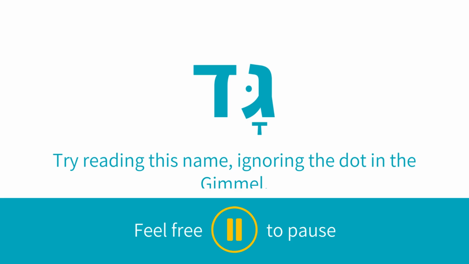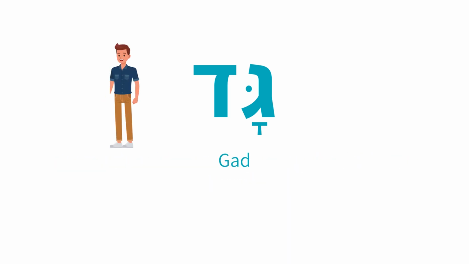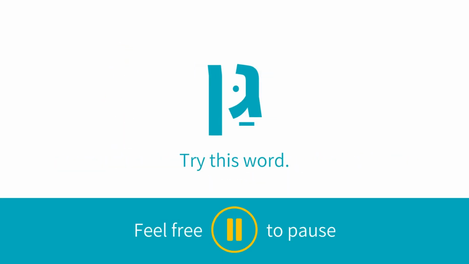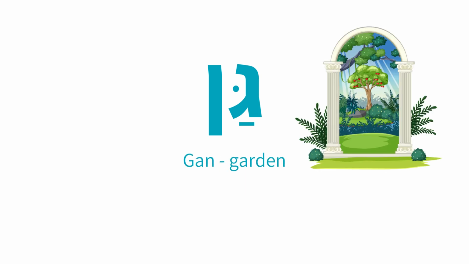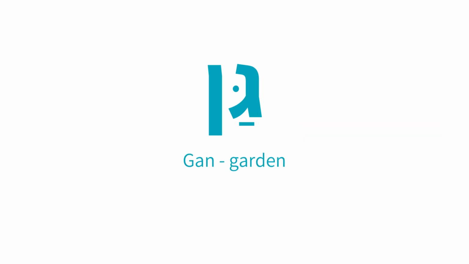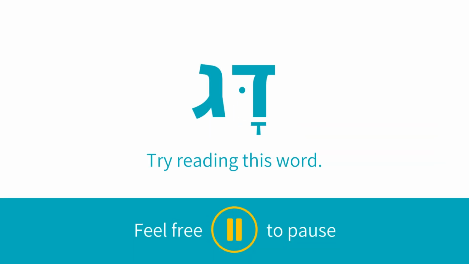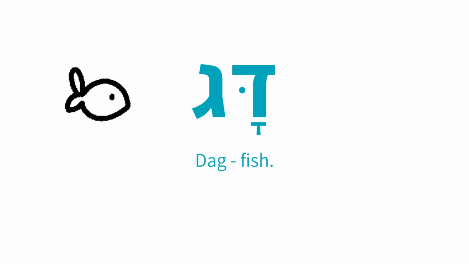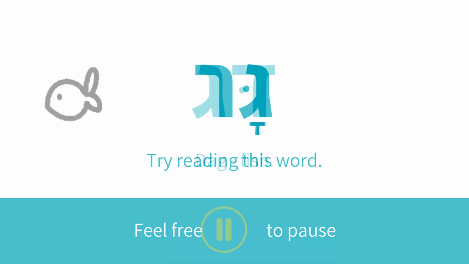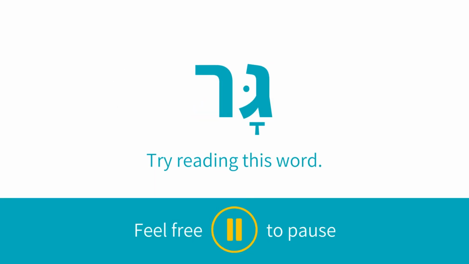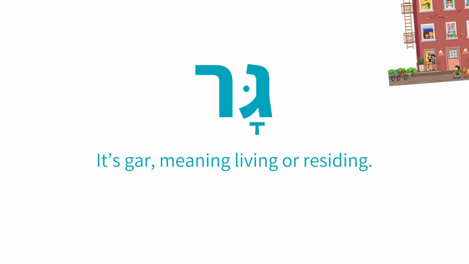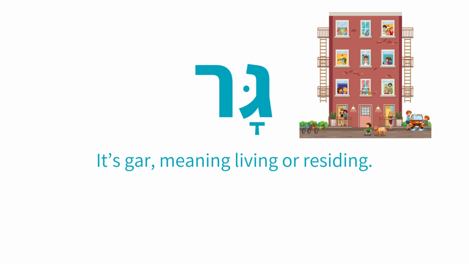Try reading this name, ignoring the dot in the Gimel. Gad. Try this word. Gan, garden. Try reading this word. Dag, fish. Try reading this word. It's gar, meaning living or residing.